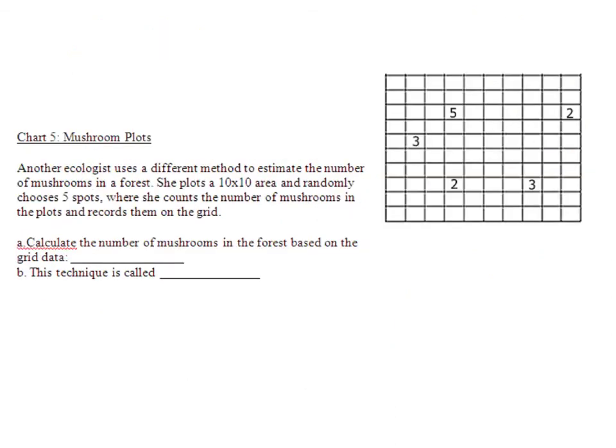Okay, our fifth chart is, in this case, an example using mushrooms, but I'm going to skip again to B. We call this technique the plot sampling method. In this situation, we can estimate the number of organisms living in a given area if the organisms are not moving around. So plot sampling works really well for things like plants. In this case, it's used for a fungus, but things that aren't mobile, like animals, because we need to be able to count how many are in a given space.